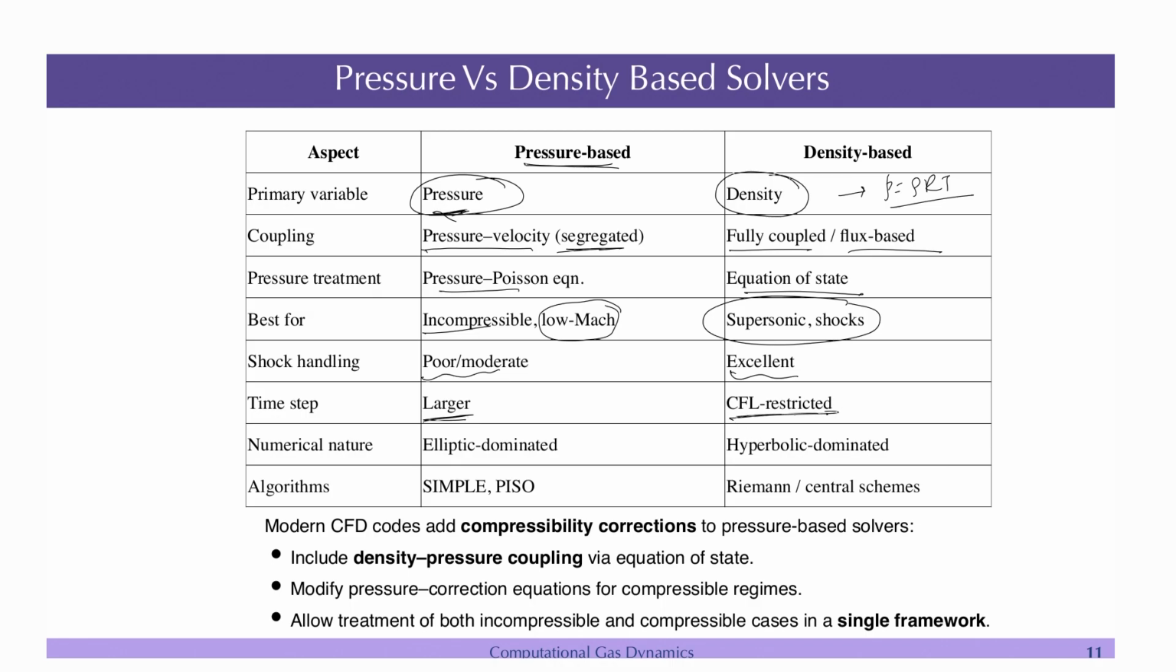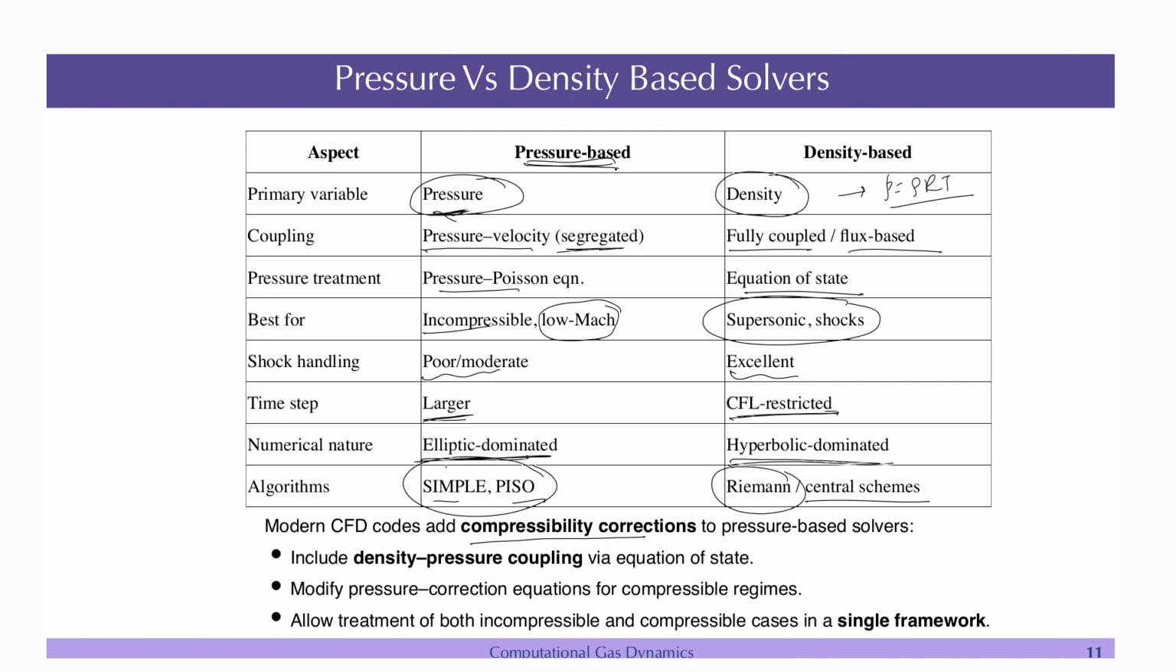And density based, it depends on the CFL number, and if it is explicit, the CFL number should be less than 1. This is another thing. This is elliptic dominated, because you have this pressure Poisson equation which is close to the elliptic equation. This is hyperbolic dominated. And algorithms like SIMPLE, PISO are used for the pressure based. For the density based, you can have the Riemann solvers like Roe, HLL, HLLC, or the central schemes with certain damping.